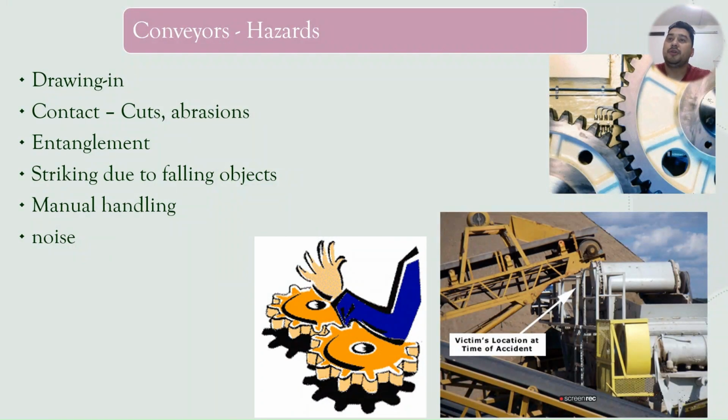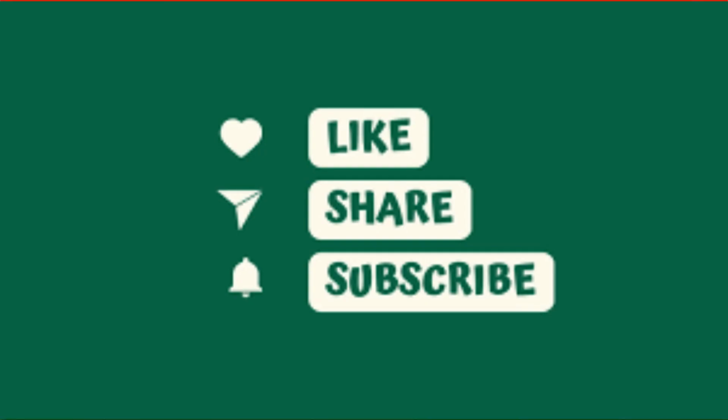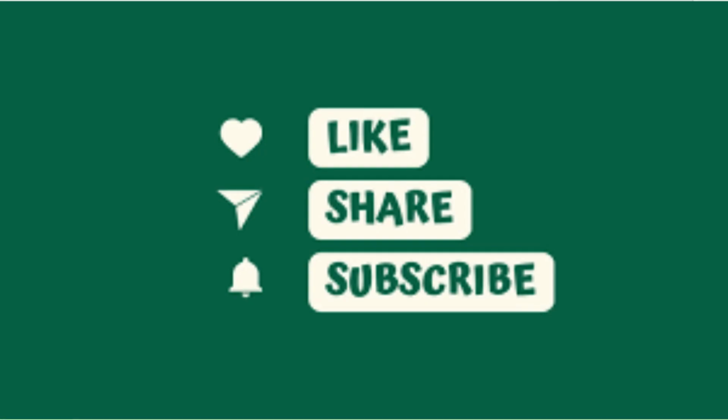Conveyor hazards: drawing in, contact, cuts, abrasions, entanglement, striking due to falling objects, manual handling, and noise. So these are the hazards related to the conveyor whenever we have to use it. Types of conveyors: how many types of conveyors are there? There are three types. First is the belt conveyor, then the roller conveyor, and the screw conveyor. So these are the three different types of conveyors. So that's all from my side.